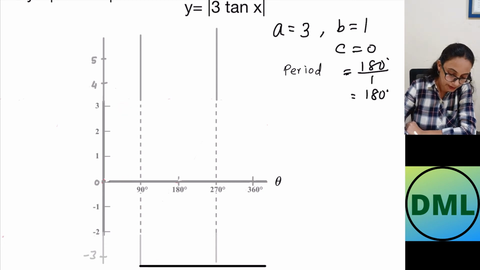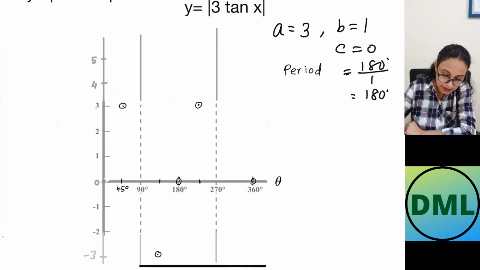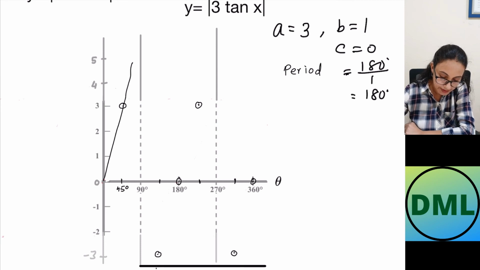So let's plot it. This is my 45 degree here, so at 45 degrees it will be 3 units up, and the point will be here. 180 degrees is 0. In the middle it will be 3 units down, and here it will be 3 units up. 360 degrees will be 0, and in between them it will be negative 3 here. So if you join it, your graph is something like this.